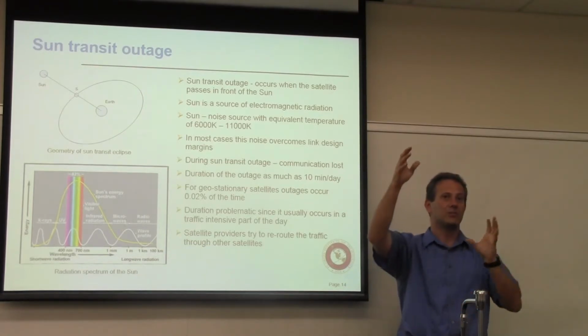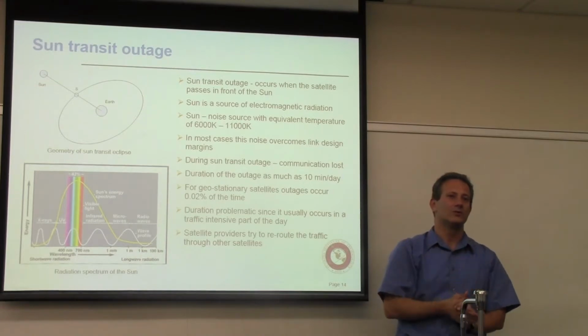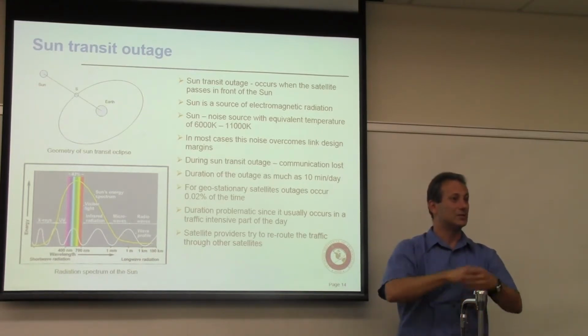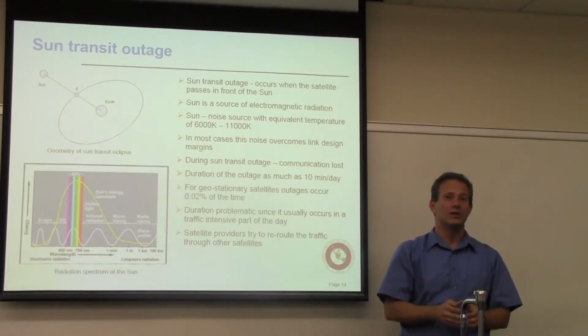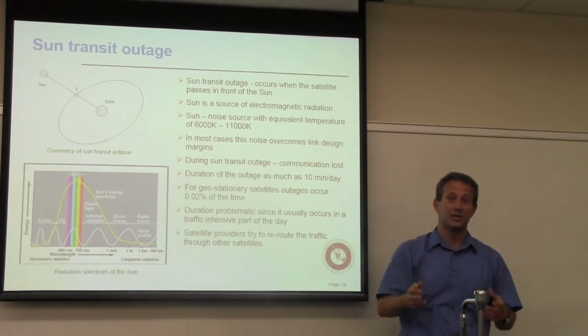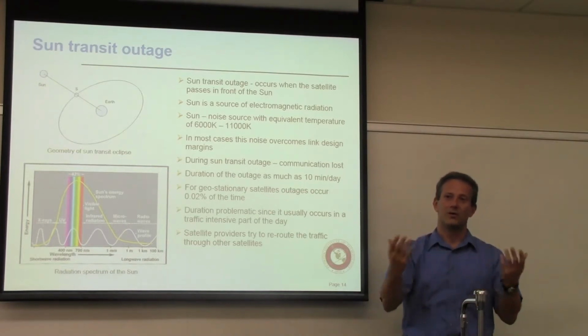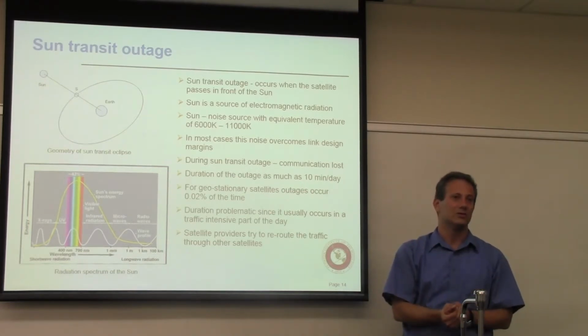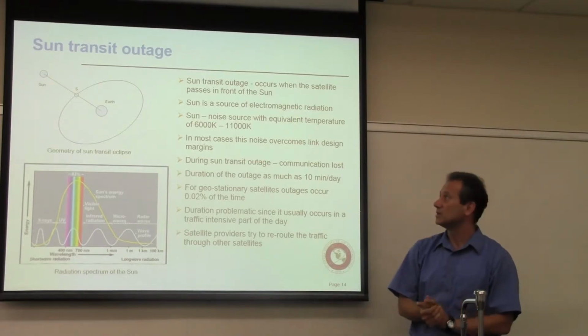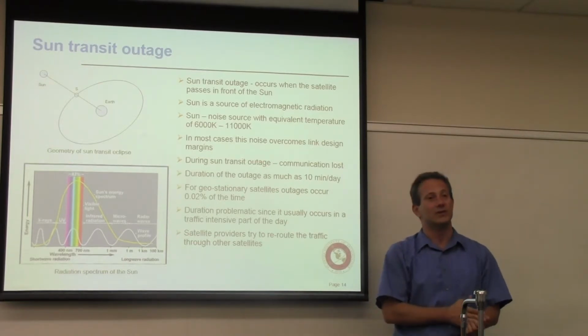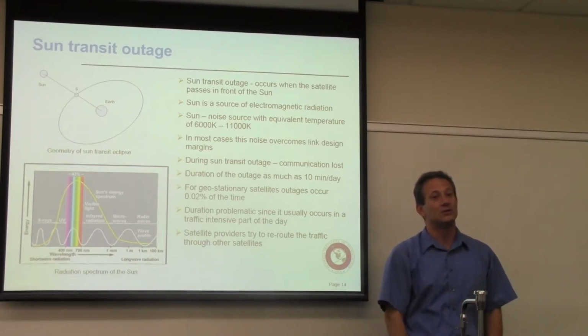But if the sun happens to be within anywhere close to the side beams of your antenna, or if it is in the main beam, then you're looking at a source of radiation that has a temperature of 6,000 kelvins or even more. So the power of the noise that comes from the sun is huge. And what happens in those cases, you just have to live with it. And you know, there will be an outage.